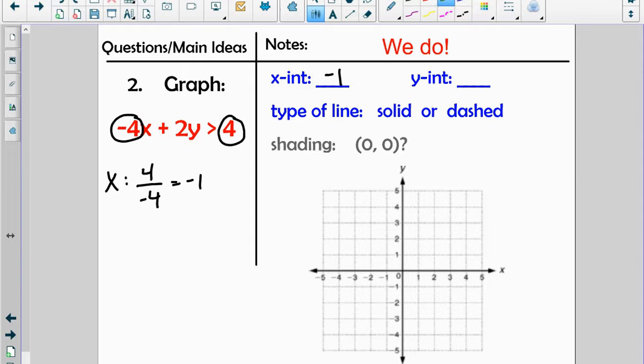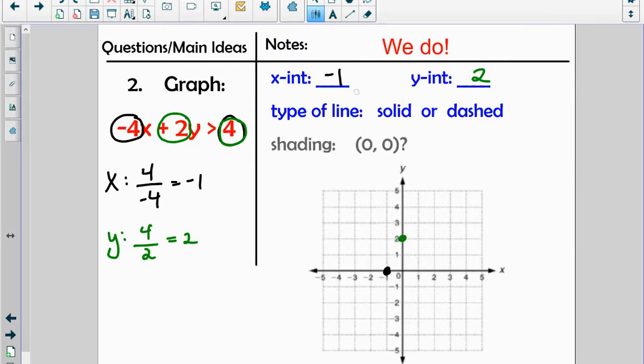Then to find my y-intercept, I'm going to start with that constant term again. This time I divide it by the coefficient of y, which is positive 2. 4 divided by 2 is just 2. So my x-intercept on the x-axis is at negative 1. My y-intercept on the y-axis is at positive 2.